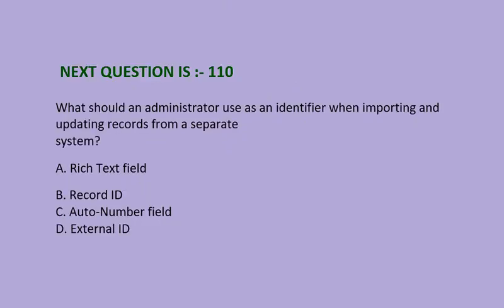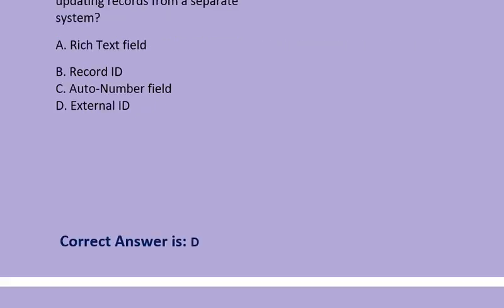Question: what should an administrator use as an identifier when importing and updating records from a separate system? Option A, rich text field. Option B, record ID. Option C, auto number field. Option D, external ID. Correct answer is option D.